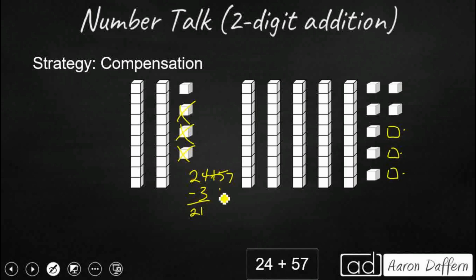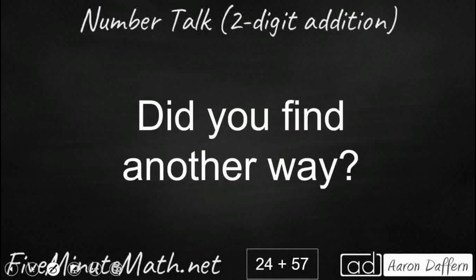I can't just throw them away, but we need to add them back into the other addend. So I have a balanced expression because I have a plus 3 minus 3. But now I have 21 and 60. Look how easy that is to add. There's no regrouping necessary. I'm going to get back up to my 81 a different way. So those are all the strategies I can think of to add up 24 plus 57.